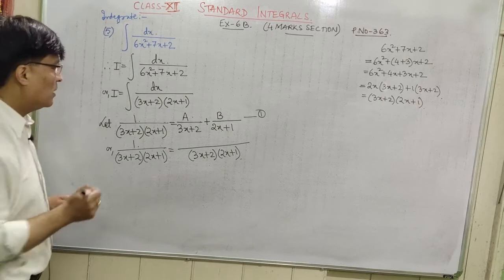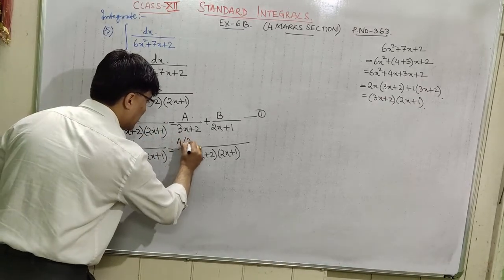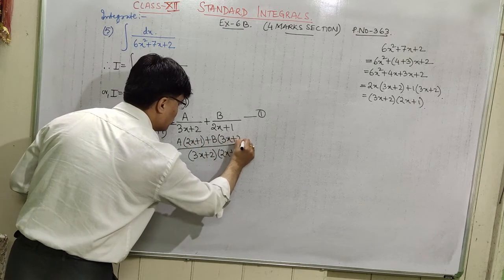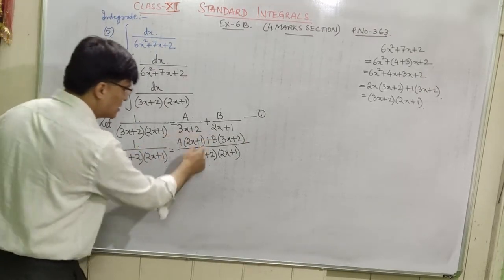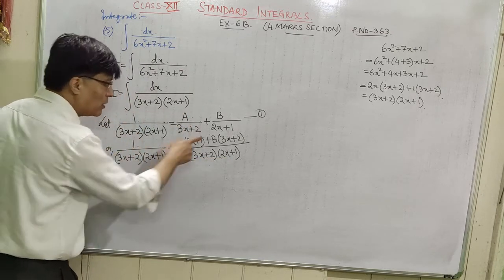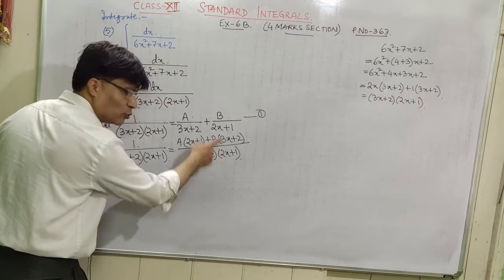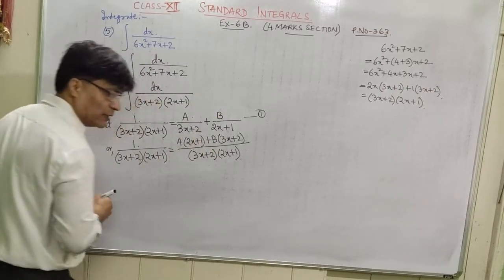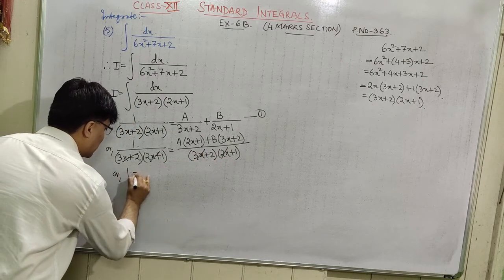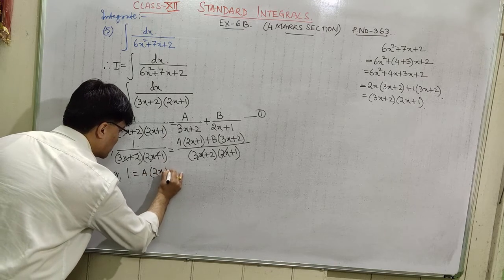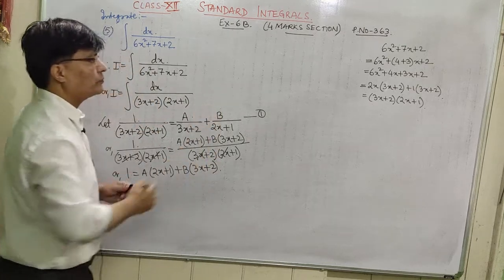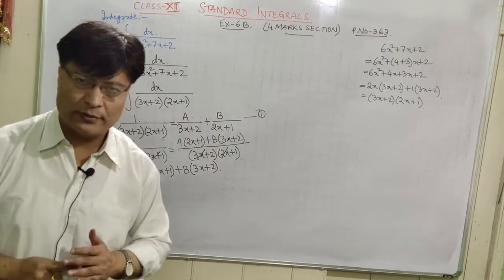Is that clear? Next, capital A into 2x plus 1, it is simplified, B into 3x plus 2. Now this is the LCM. This LCM is divided by 3x plus 2, so 3x plus 2 will be cancelled, and 2x plus 1 is multiplied by A. Here also, this LCM is divided by 2x plus 1, so 2x plus 1 gets cancelled, and 3x plus 2 is multiplied by B. So here you can cancel the LCM. Now it is 1 is equal to A into 2x plus 1 plus B into 3x plus 2. Is that clear to all of you?